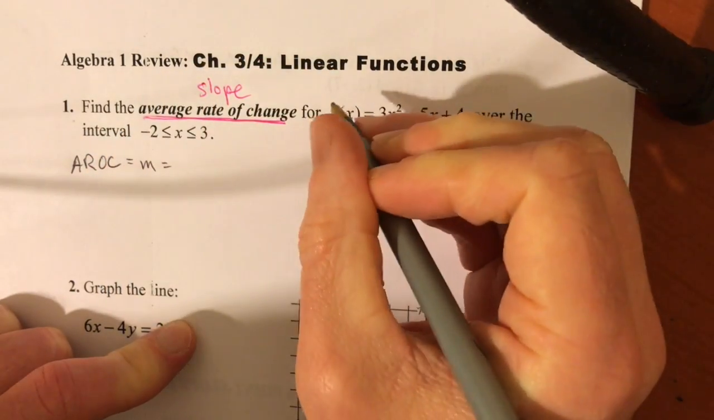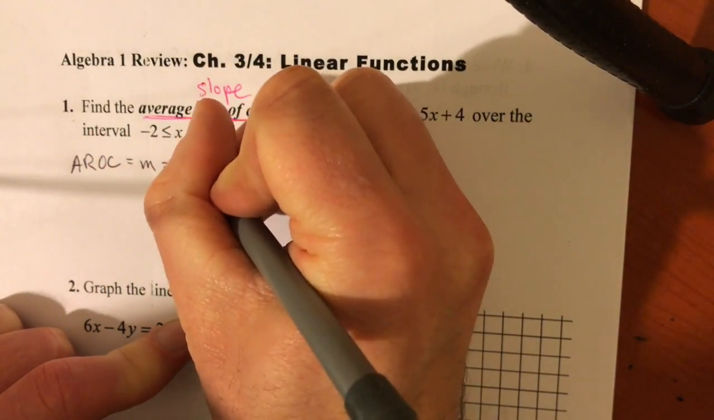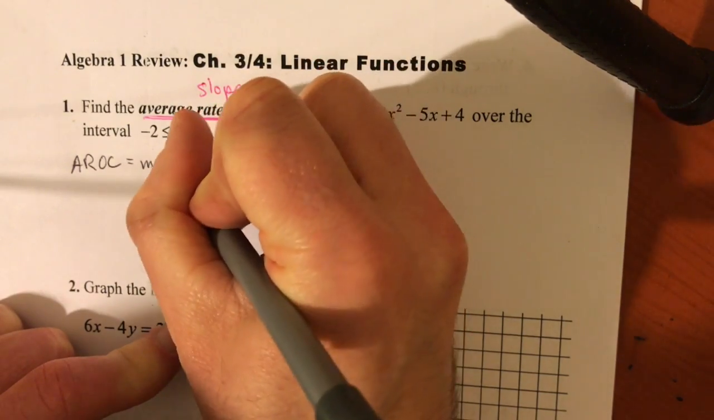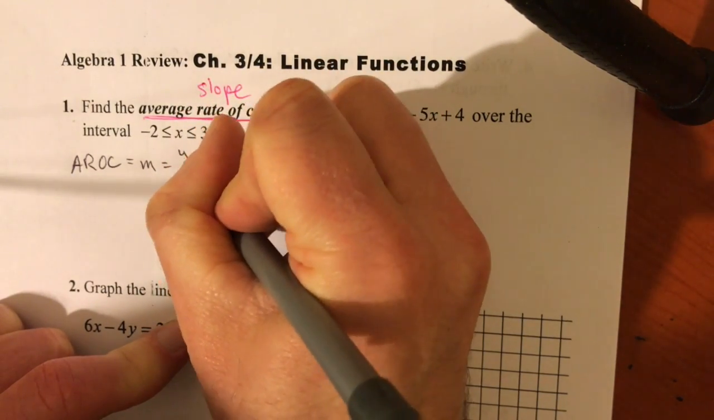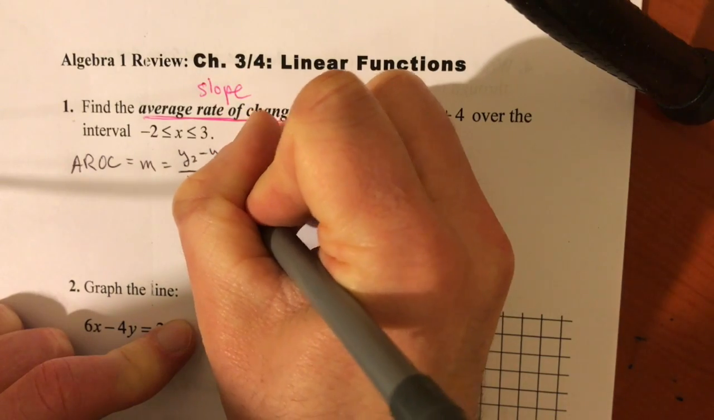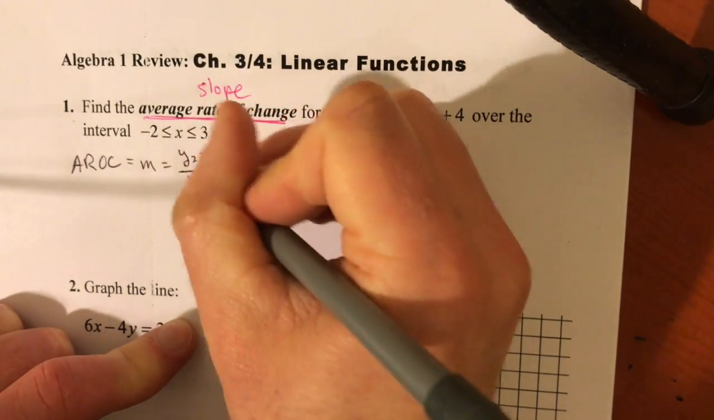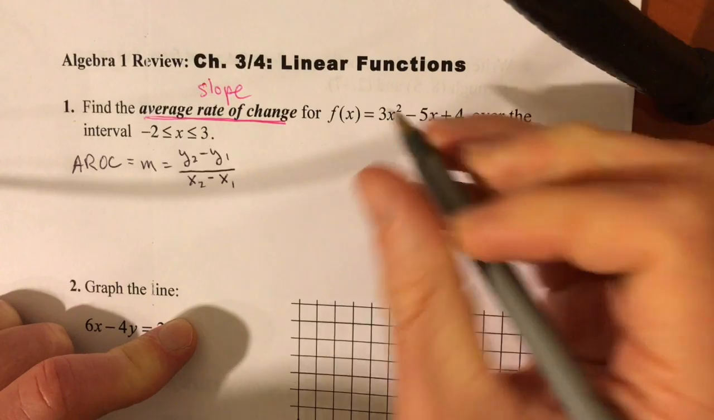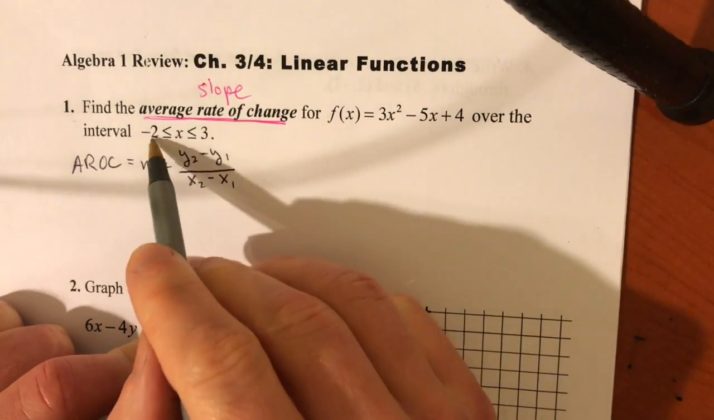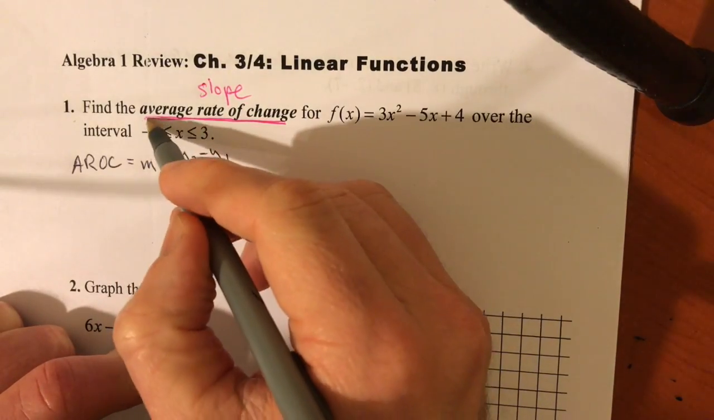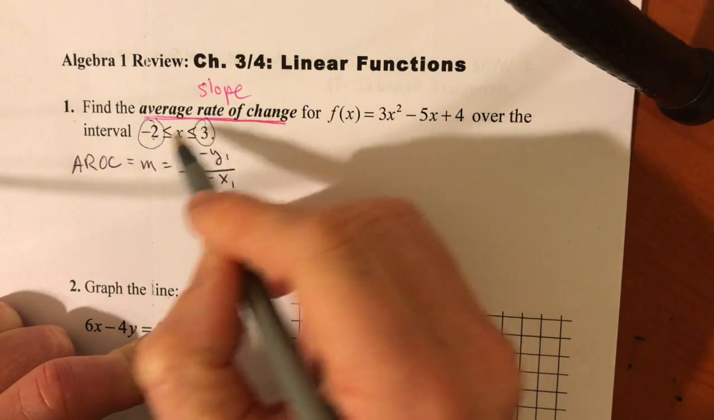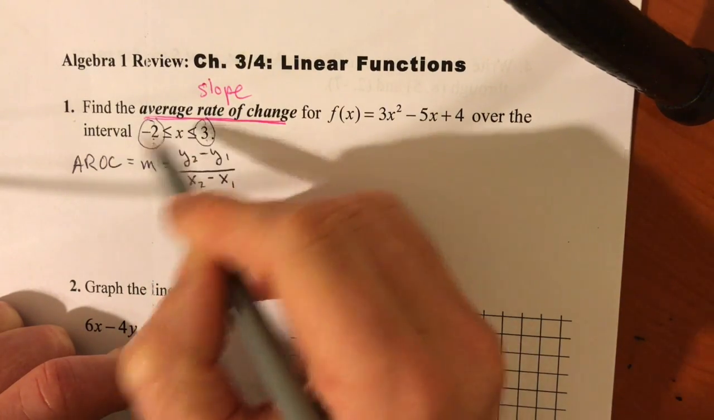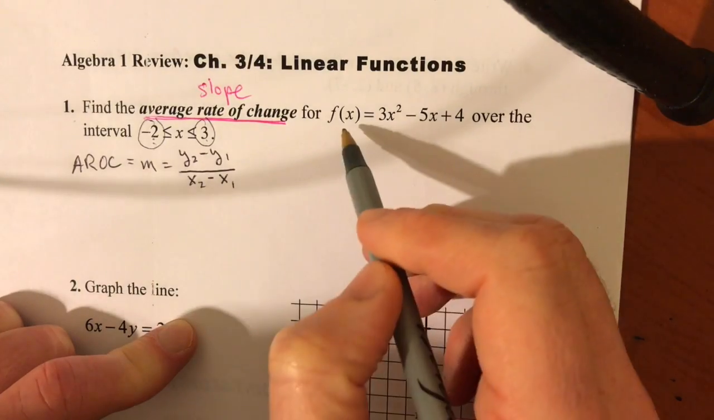And maybe it's been a while, but the formula for slope is change in y over change in x, or rise over run, or y2 minus y1 over x2 minus x1, right? That's the rise, that's the run. But you need 2 points, and they've given you the 2 x values. So they're saying over this interval, so that means those are the 2 x values you use. Don't use any of the ones in between.